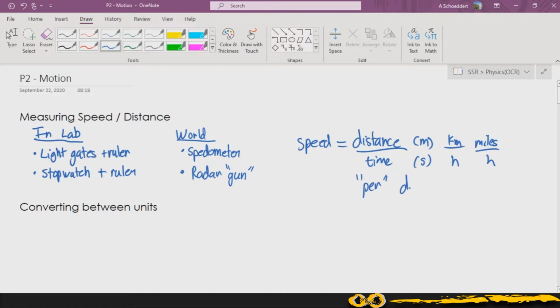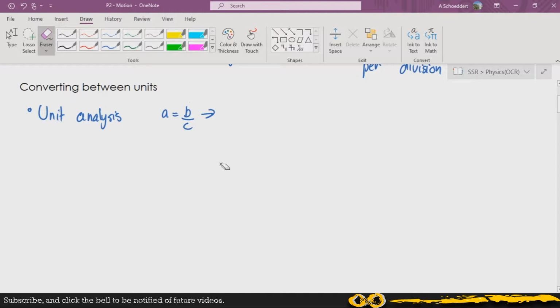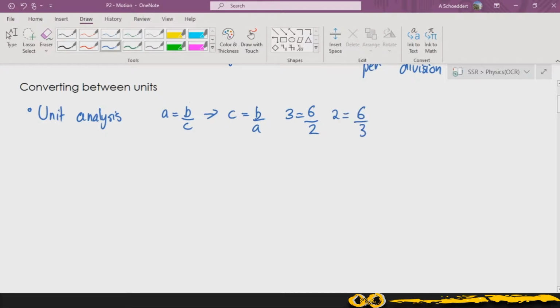We need to talk about how we go about converting between different units. And one of the ways that we can do this and ensure that we do it correctly is to apply something called unit analysis. In order to do this correctly, we need to know a few mathematical truths. You need to know that if A is equal to B divided by C, then you can switch the positions of A and C without changing the equation. So C would be equal to B divided by A. And if you don't believe me, try it with some numbers. 3 is equal to 6 divided by 2, and 2 is equal to 6 divided by 3. And this is going to be quite useful for us.